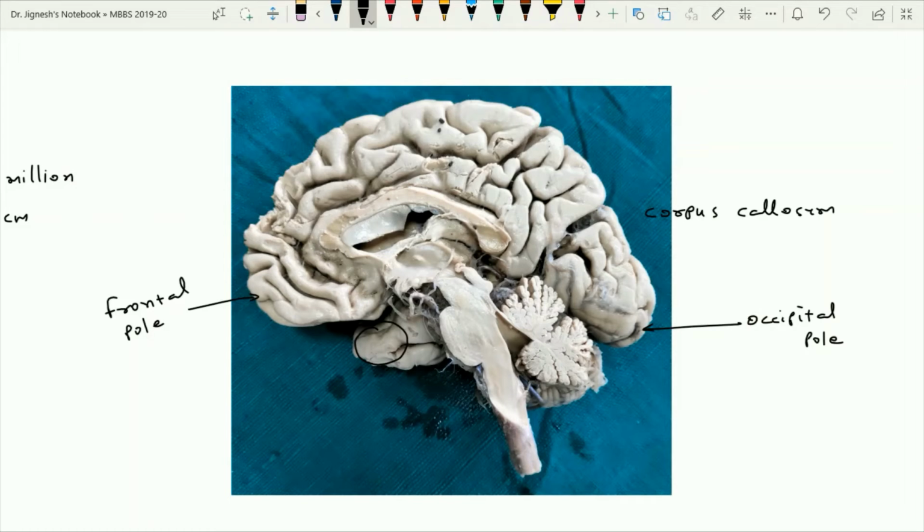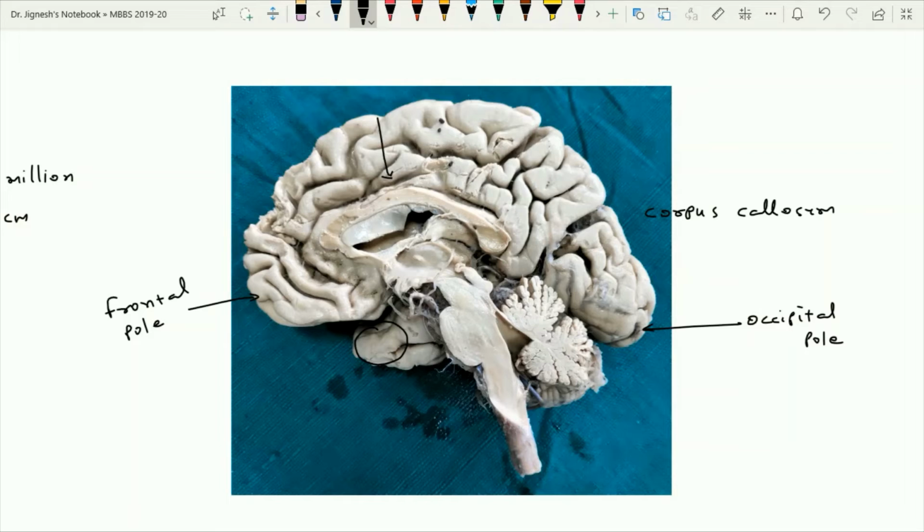When we see the external features of the corpus callosum, we can appreciate that it is very massive and arched, an interhemispheric white matter bundle which breaches the floor of the median longitudinal fissure and connects both medial surfaces of the cerebral hemispheres.